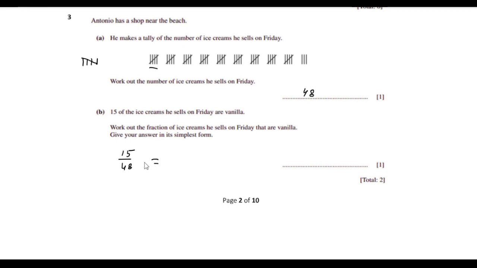So 15 upon 48, and now you can see that we can divide by 3. 3 fives are 15, and 3 sixteens are 48. So 5 upon 16 will be your smallest fraction for this particular question. So for question number 3, our answer will be 5 upon 16.